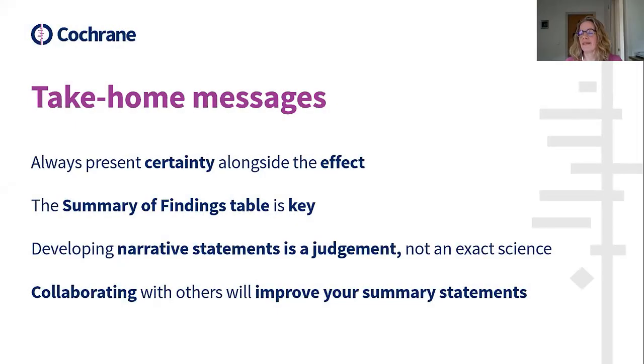Just some take-home messages before we close. Always present the certainty alongside the effect. The summary of findings table is always where you should start. For review authors and editors, ensuring the quality and consistency of the summary of findings table is really, really important. And for disseminators, if there is something in the summary of findings table that you don't understand, it's likely not your fault. Ask the authors or the review group if you're struggling to understand something, or if there's information that you don't have that you need to be able to understand the table.